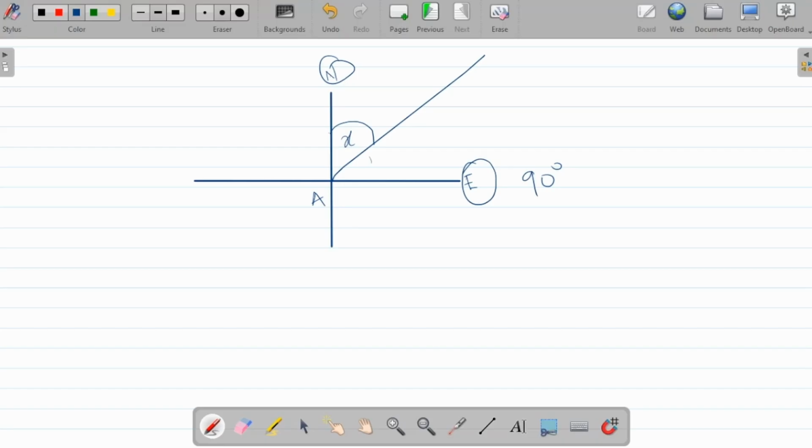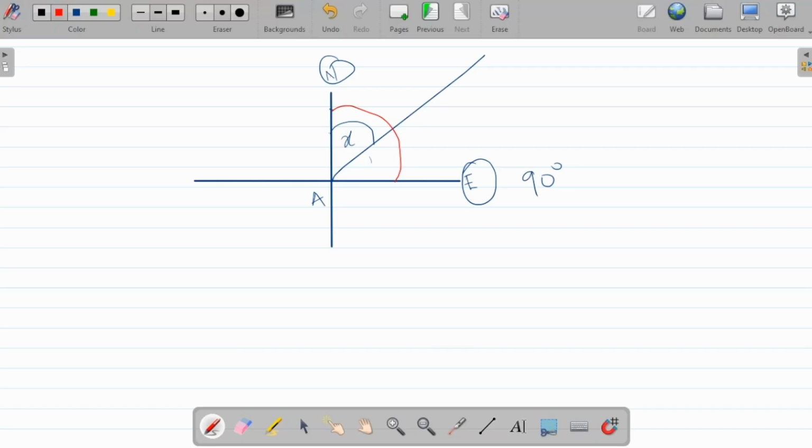It's going to be less than 90 degrees. And you are saying it's going to be maybe 45 or 50. We are not that sure.